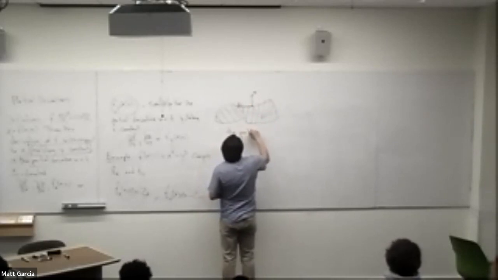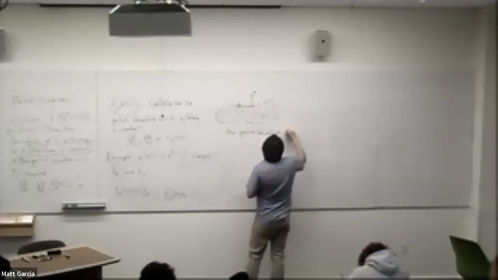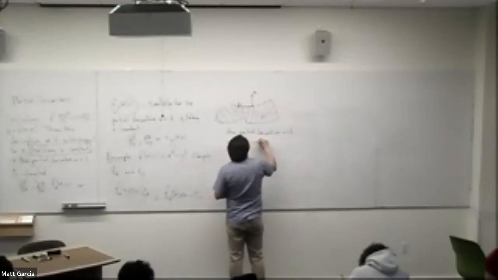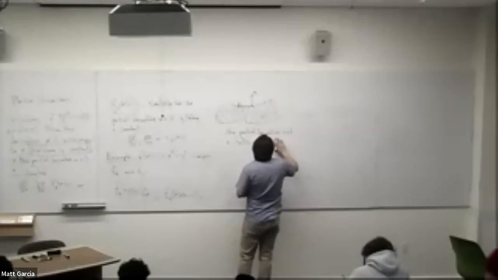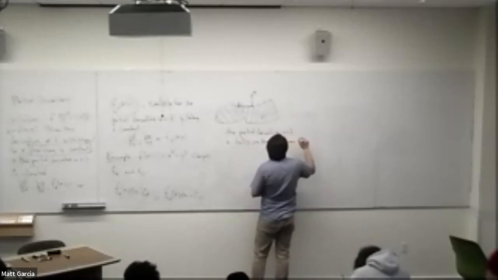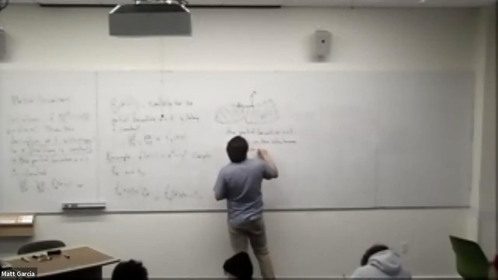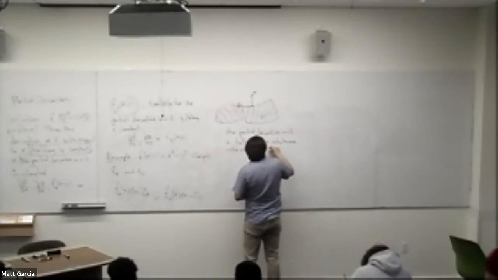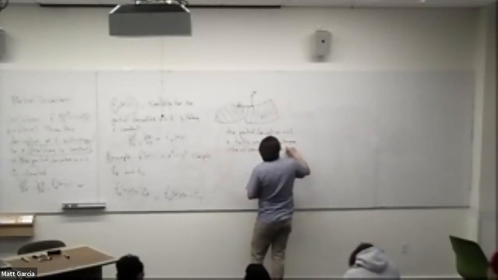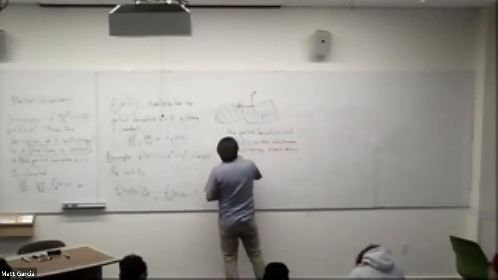So for example, the partial derivative with respect to x tells us the instantaneous rate of change along x varying and holding y constant.